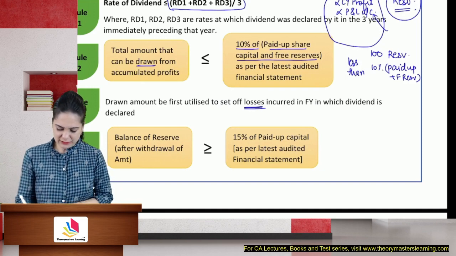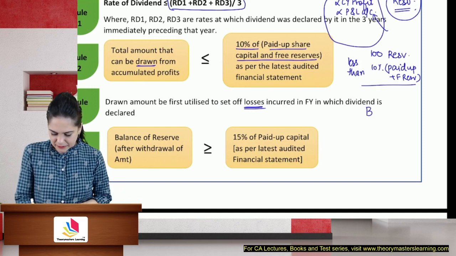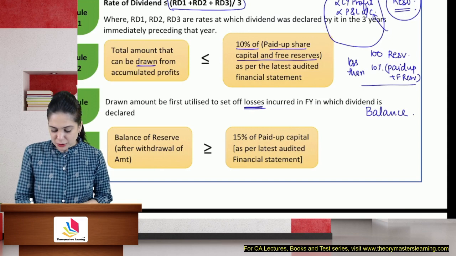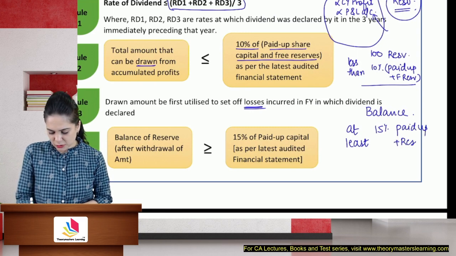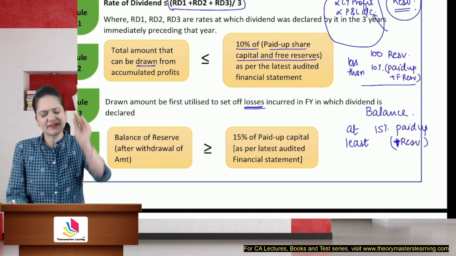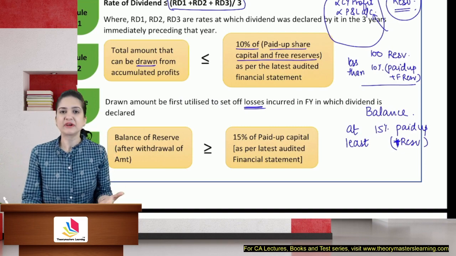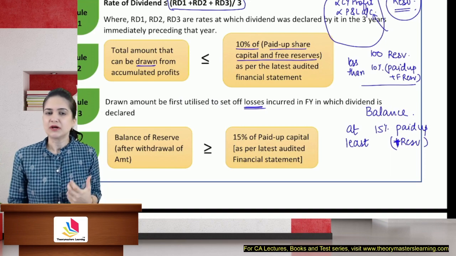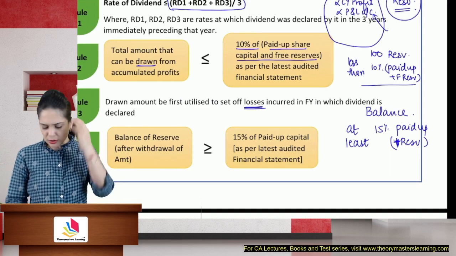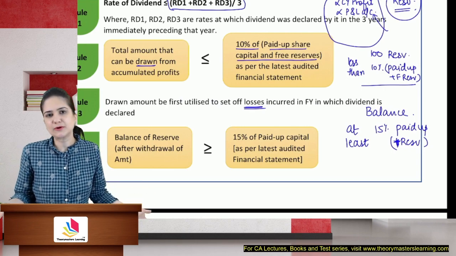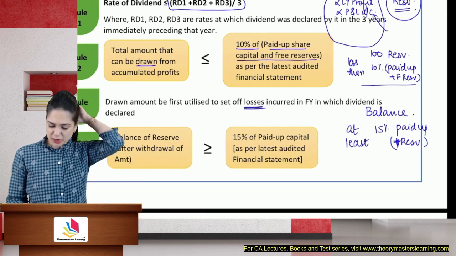The fourth rule is that whatever balance is remaining should be more than 15% of the paid up share capital plus reserves. So on whatever is remaining, we require that you maintain at least 15% at any point of time. But what if after withdrawing, my balance is reducing, it is less than 15%? Then law says don't use 10%. No, don't withdraw 10%. It should be less than 10%.